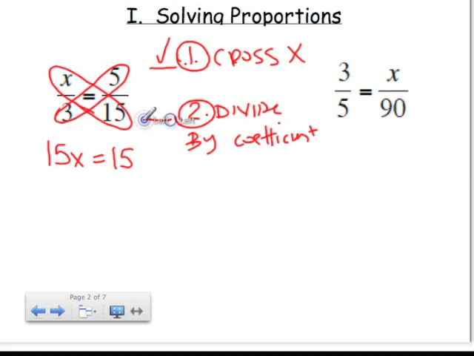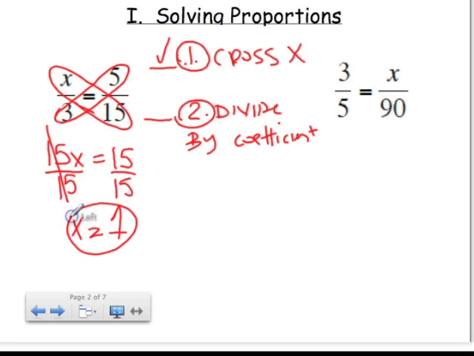Next, I need to divide by my coefficient. So if I divide by my coefficient, which is 15, I'm going to divide both sides by 15, so I'm using my equation skills to solve this equation, and x equals 15 divided by 15, that's 1. The answer should check out, and it makes sense because 1/3 is the same thing as 5/15. They're equivalent fractions. So I went through those two steps, and now I've solved that proportion.